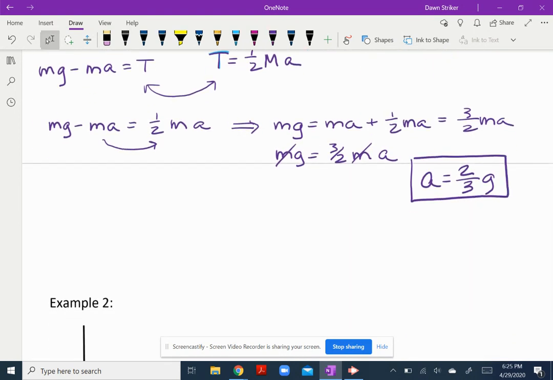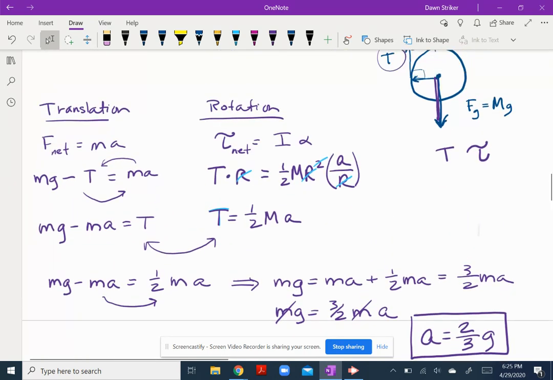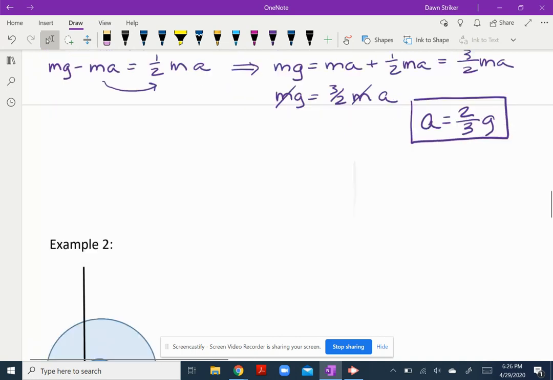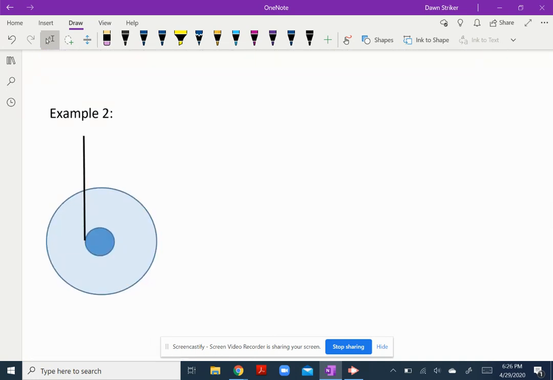So that is what I would hope to see, or what I would expect to see for that kind of a problem, using both rotation and translation. A similar problem is a yo-yo. You can look this up online. It's done online. Please do find it and take a look at it. It's a little bit different, but very similar to the problem we just did.